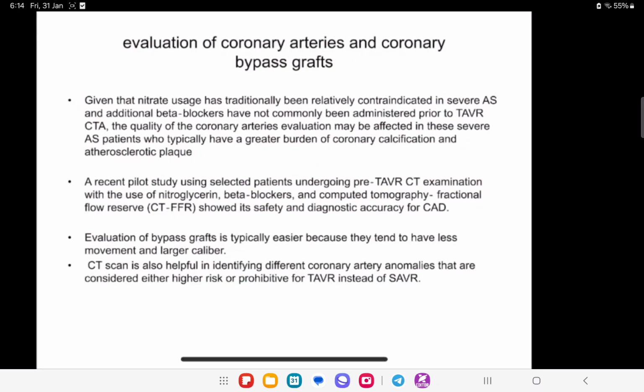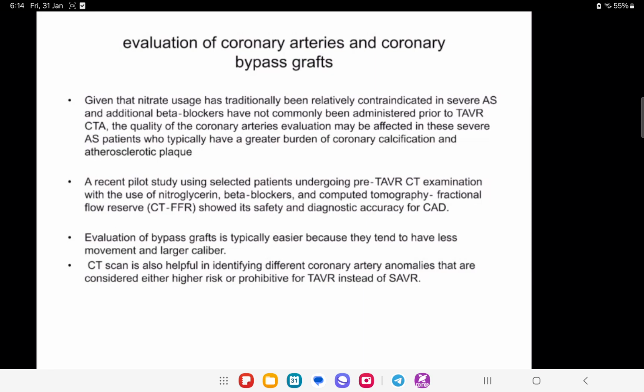Evaluation of coronary arteries and coronary bypass grafts. Given that nitrate usage has traditionally been relatively contraindicated in severe AS and beta blockers have not commonly been administered prior to TAVR CTA, the quality of the coronary artery evaluation may be affected in these severe aortic stenosis patients who typically have a greater burden of coronary calcification and atherosclerotic plaque.